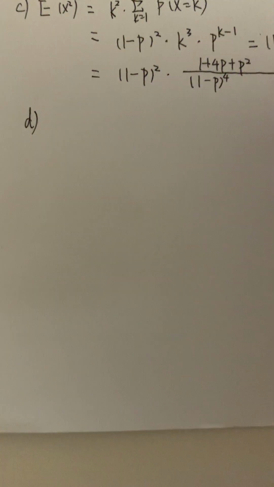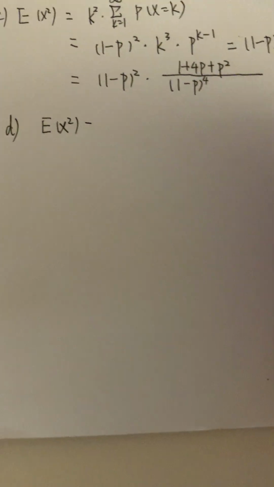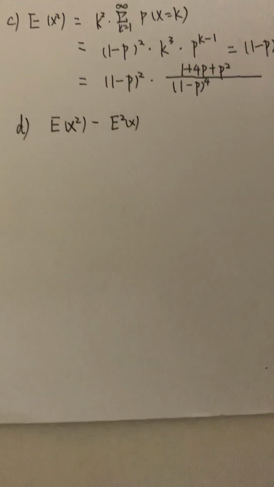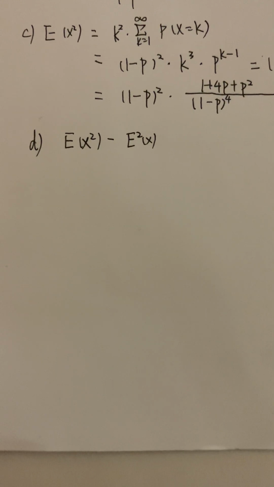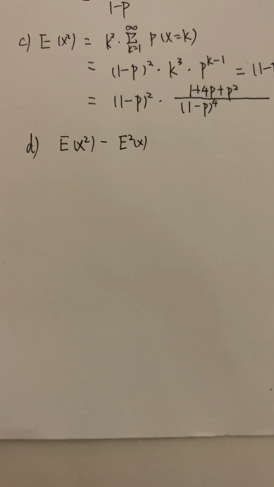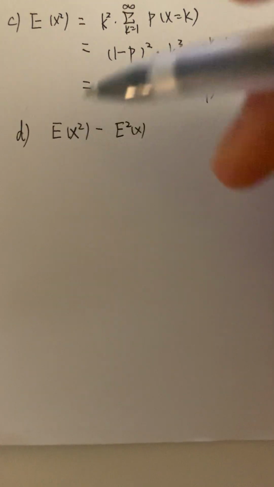For the first question, we want to know the difference between the expected value of x squared and the square of the expected value of x. Since we know the value of the expected value of x and the expected value of x squared, it's easy to find the difference between them.